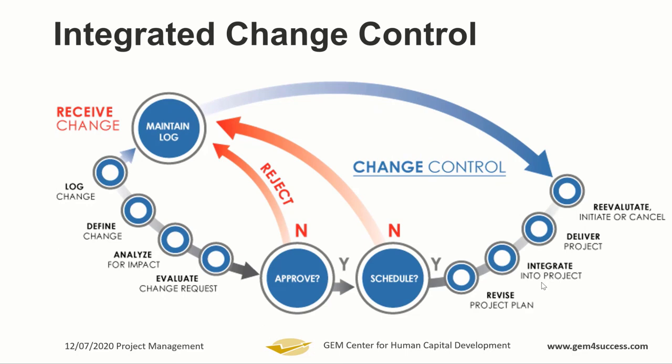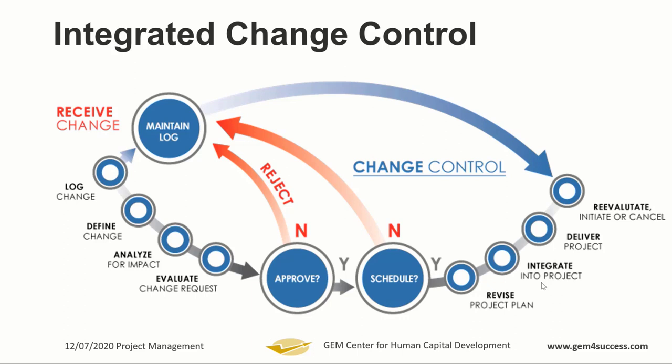When a change request is received, starting from the left here, it has to be logged. At least it has to be documented somewhere that a change request was received. The project manager has to input it somewhere. So the project manager and the team, they try to understand the change. What exactly is this change about? Then you analyze for impact. Remember, the core purpose of integrated change control is that you want to understand the impact of that change on the overall project and on the various constraints on the project.